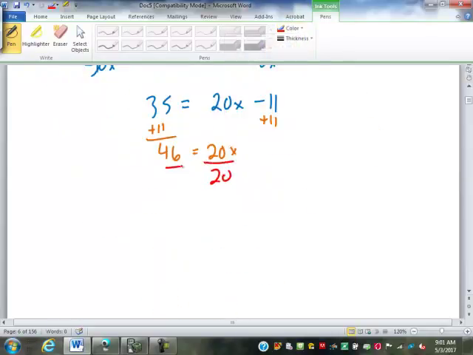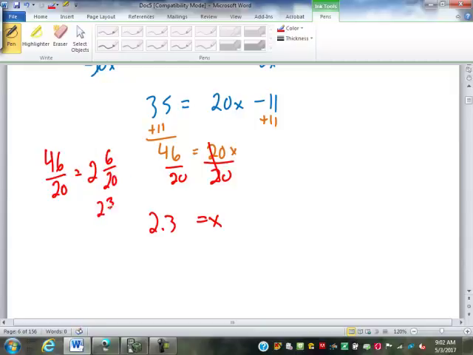Now here, this is obviously not going to come out even. 2.3. Yeah, 46 divided by 20 is 2.3. Or you could look at it like this. 46 divided by 20 is 46 over 20. That is 2 and 6/20ths, reducing the fraction. And then that's 2 and 3/10. So either do 2.3 or just 2 and 3/10. Either one's an acceptable answer there.